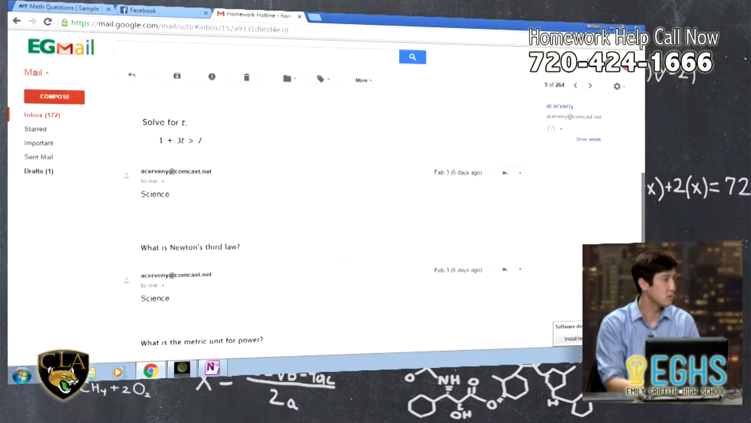All right, I think we got one more. We got time for one more math problem right now. So I got one up on my screen, kind of an algebra question. Solve for t. 1 plus 3t is greater than 7. Oh, okay. This will be easy and quick.